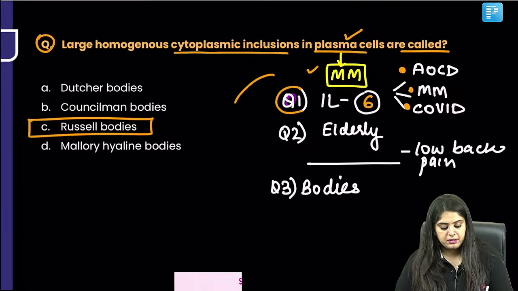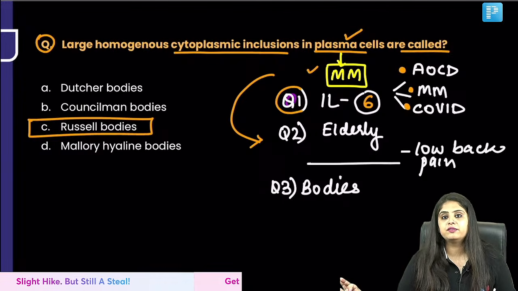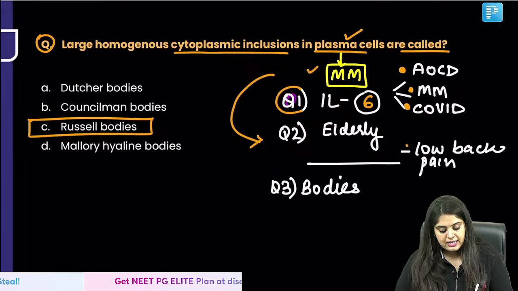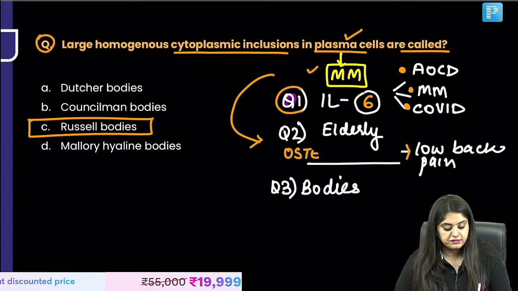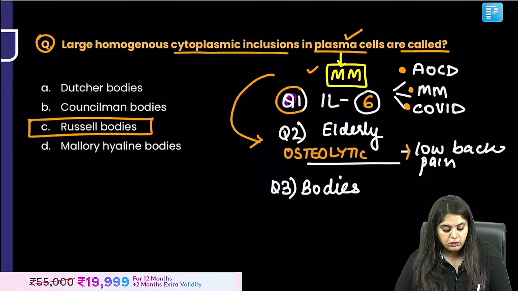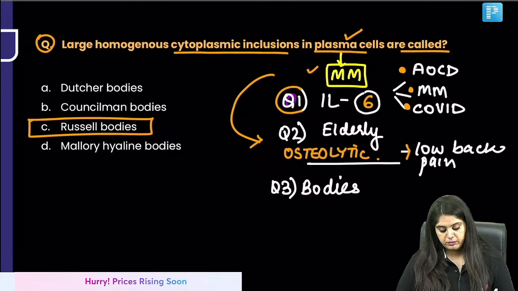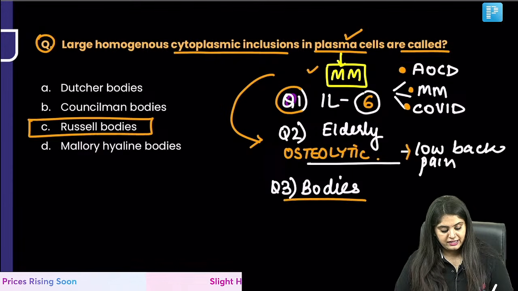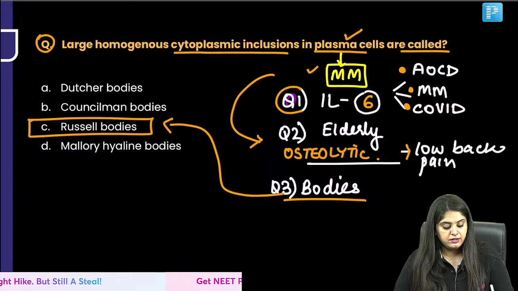Next, how does multiple myeloma present? It is usually a 70-year-old uncle or auntie, so one elderly person will be mentioned, and they will say he or she is having low back pain. Why? Because what kind of X-ray findings will you notice? We will notice osteolytic lesions. Lytic breakdown is going to be there. And which bodies? Now that is exactly what you have asked me, but let me read the other questions also. Russell bodies and Dutcher bodies are seen in multiple myeloma.